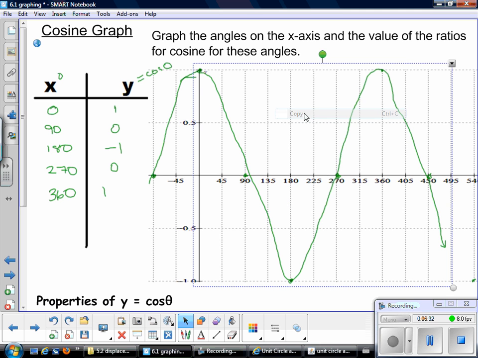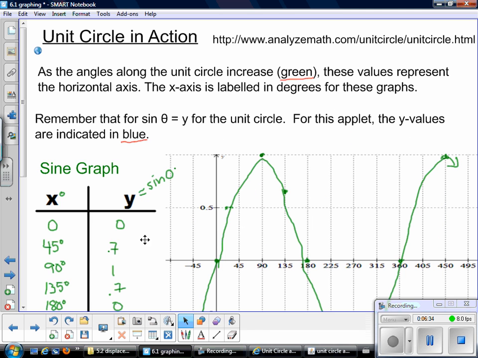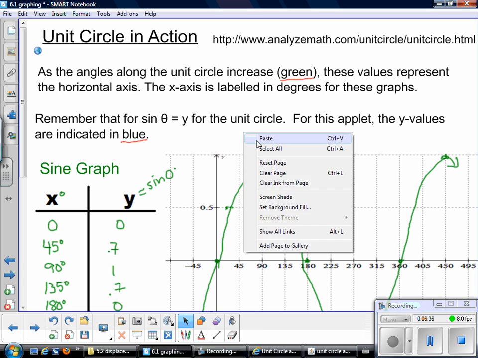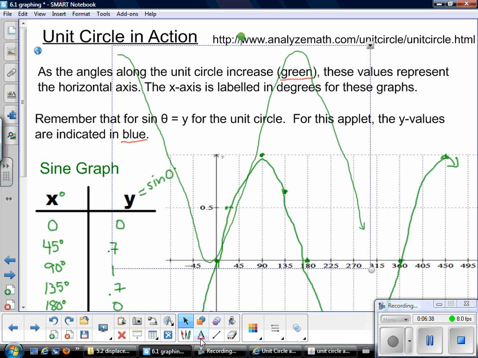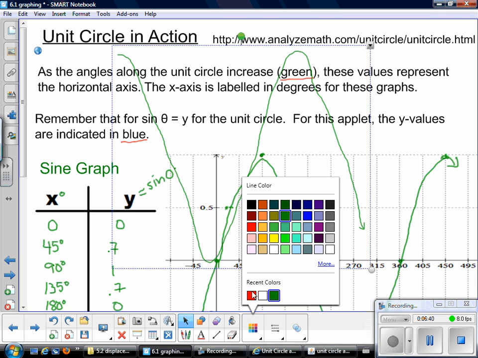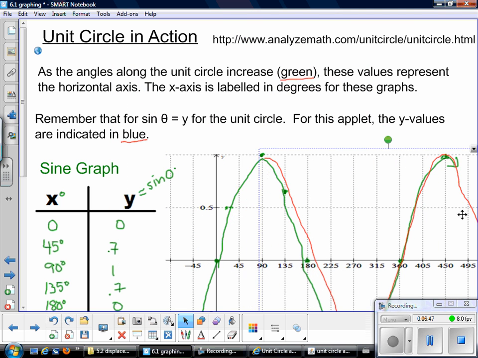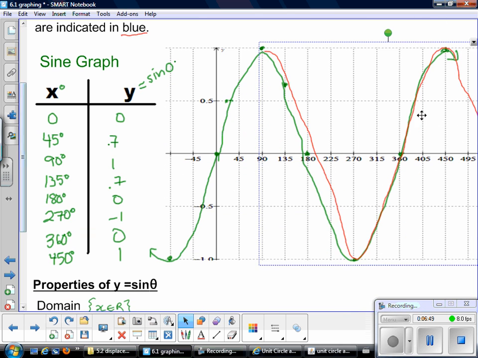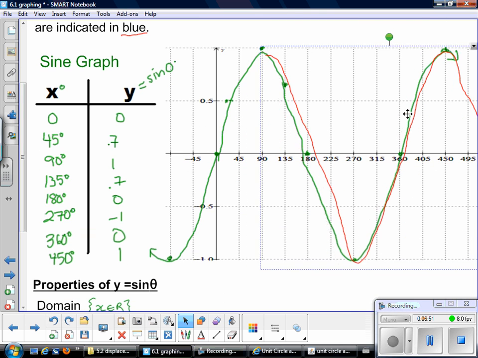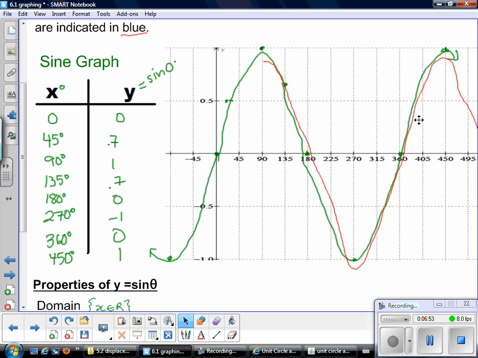And I'm going to copy it, and I'm actually going to put it over here. And I'm going to change its color, so we can actually see how it's the same and how it's different. So this is the cos one. I just took it. And uh-oh, look, it's very similar to the sine one. In fact, it is very similar, and we'll talk about that relationship in a moment.